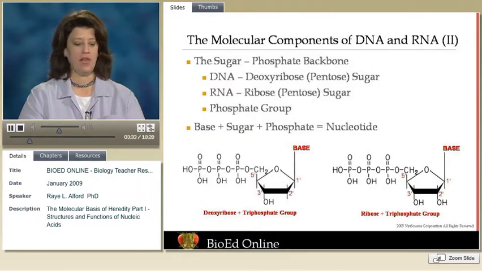Note in the drawing on the left how there is only one hydroxyl group attached to the pentose sugar. This hydroxyl group is attached at the 3' carbon position. This makes this pentose sugar a deoxyribose sugar. Deoxyribose sugars are the sugars that make up DNA. In the drawing on the right, there are two hydroxyl groups attached to the pentose sugar at both the 2' and the 3' positions. This makes this pentose sugar a ribose sugar. Ribose sugars are the sugars that make up RNA.